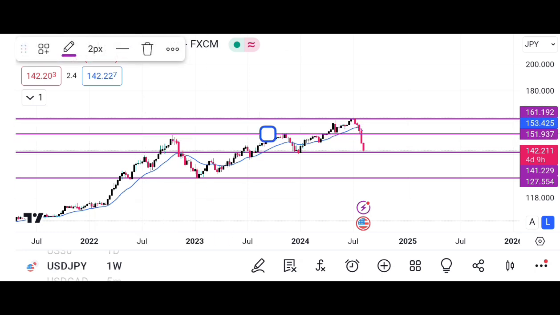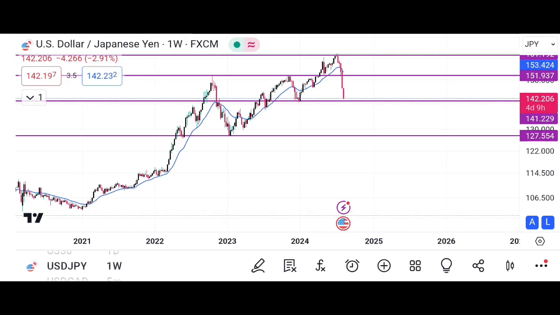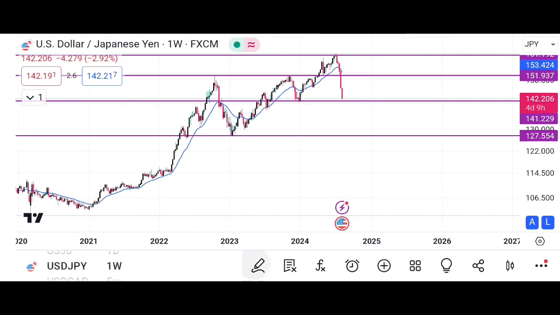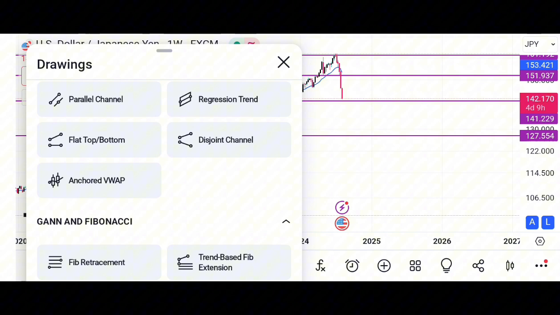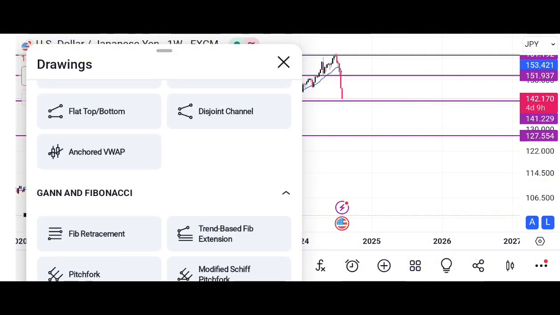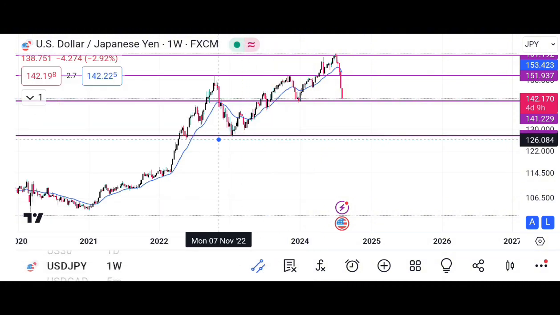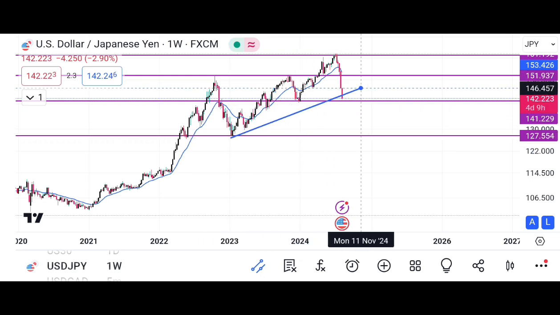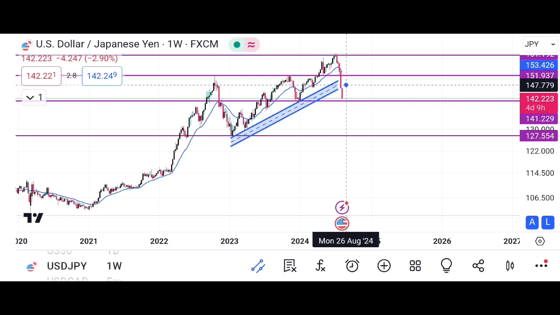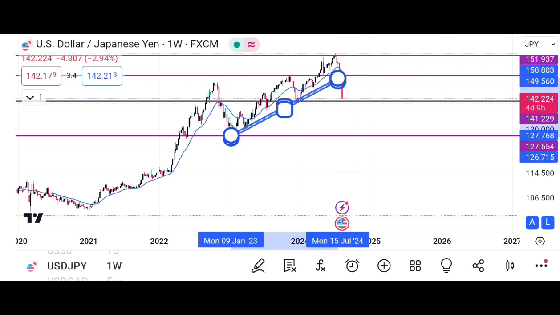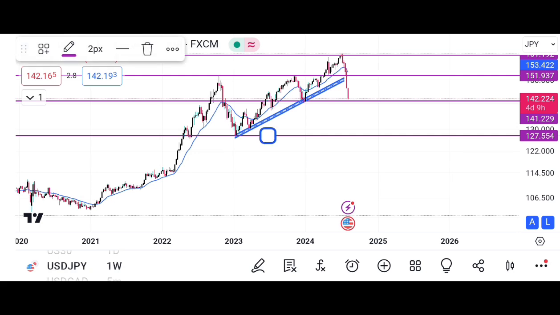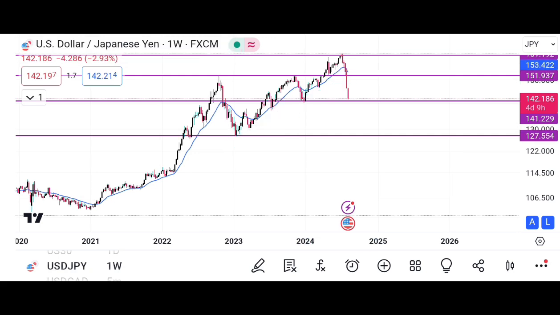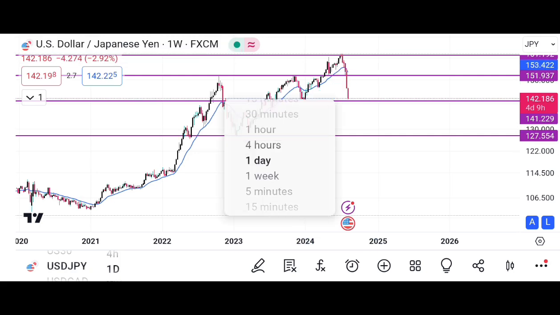So currently, the trend that we are in regarding US30 is the downtrend. I'm going to be putting a parallel line also. I'm going to put the parallel line in the daily and the weekly time frame. Let me go to my daily time frame.